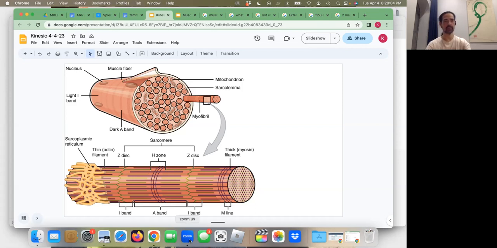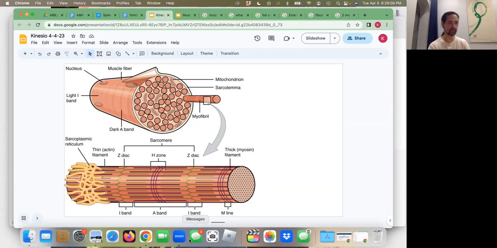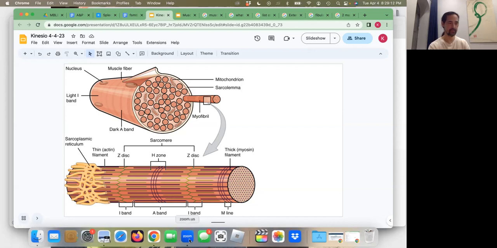Do you guys have any questions about sliding filament theory? I think that's enough information for sliding filament, so I'm going to stop there. If you feel confused, I'd like you to unmute and ask for clarification, just like you guys always do. You just call out and say, I don't really understand this thing that's happening here. Okay, if you guys are sure that you're good, we'll move on. And we can always come back to it, okay?